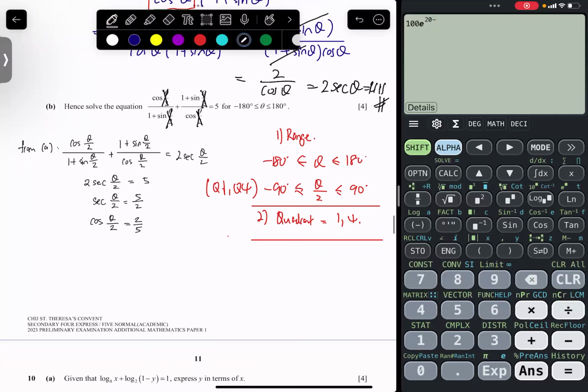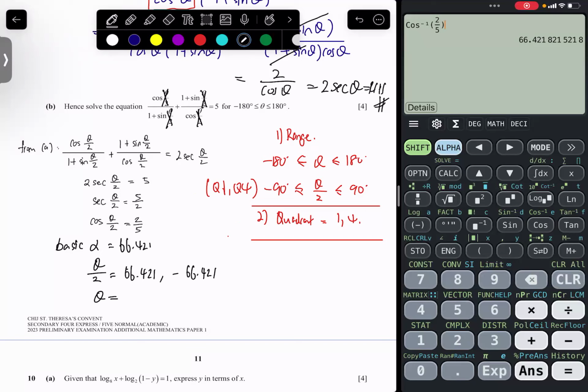Now lastly, to find the basic angle. The basic angle is equal to, this is in degree mode, so make sure our calculator is in degree mode, cosine inverse 2 over 5. So I get 66.421. So theta over 2 equals 66.421 or negative 66.421. So theta equals, times 2, 132.8 degrees or negative 132.8 degrees. Answer.